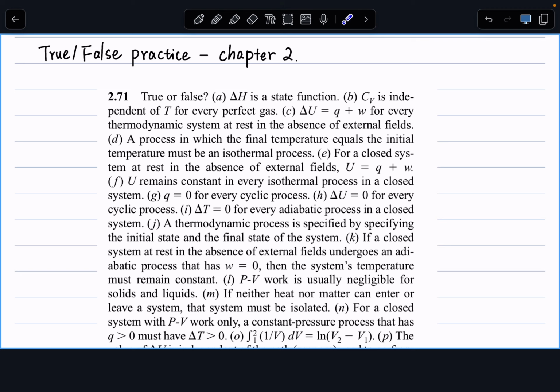Based on the survey, I find out most people are more confused conceptually when we're talking about, say, entropy, and also when we're talking about the heat capacities, enthalpy, and also the Joule-Thomson experiment, etc. So in today's lecture, I'll go over a lot of true and false problems with you.